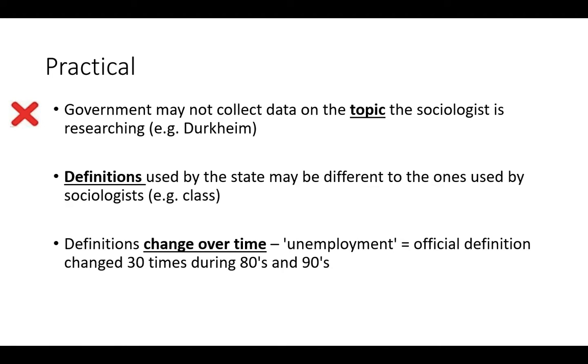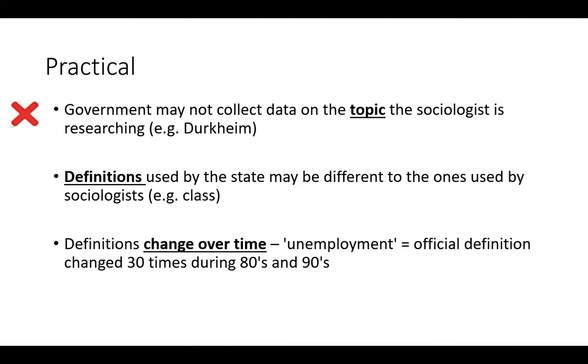And the biggest problem here with definitions is actually that they change over time. As it says in the textbook here, the official definition of unemployment, which you would think would be a relatively simple definition, actually changed 30 times during the 80s and the 90s. And this is because governments want lower unemployment rates. It's one of the key statistics that is used in the media to justify your government. And so if you can change the definition to have less unemployment, then governments will try to do that.